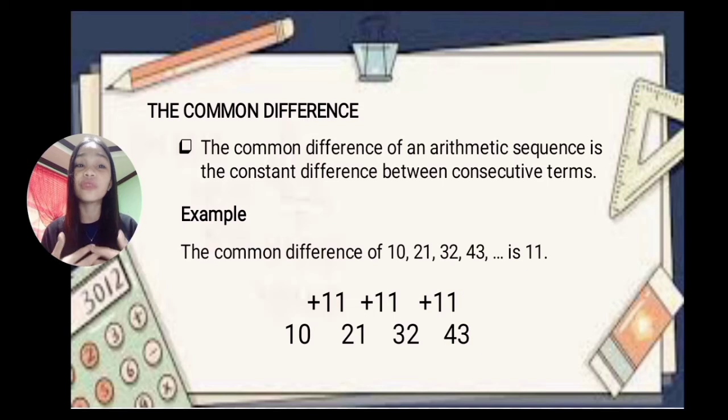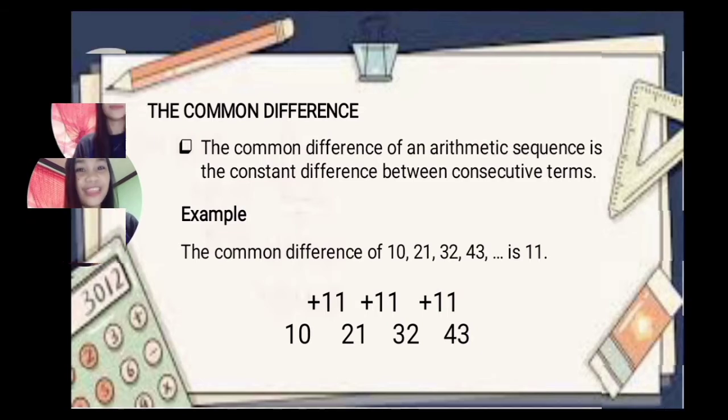The common difference of 10, 21, 32, 43 is 11. Kanina, the common difference ng first example natin is positive 2. Dito naman, positive 11. Because 10 plus 11 equals 21, 21 plus 11 equals 32, and 32 plus 11 equals 43. So that can be called arithmetic sequence.